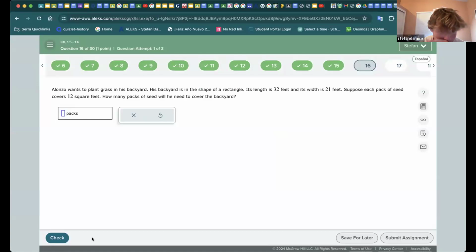Alonzo wants to plant grass in his backyard. His backyard is the shape of a rectangle. Its length is 13 feet and the width is 21 feet. Suppose each pack of seed covers 12 square feet. How many packs of seed would you need in his backyard?